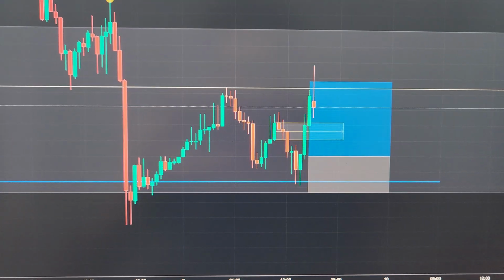So I'm more than happy with this trade. This was a nice trade with minimal drawdown, and we went straight into profit because I saw the volume in our favor and I was able to capitalize based off of it.